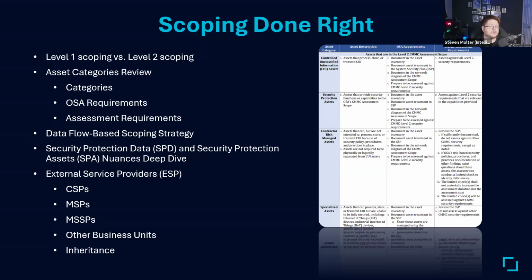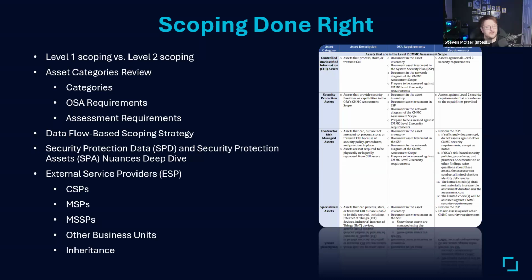So just a quick review of the categories, and this is fundamental to scoping: there are 4 categories of assets in CMMC. And it's really important to understand them, because how you categorize your stuff leads to how you treat your stuff. So the 4 being, there's a CUI asset, which is a pretty obvious one. There's a security protection asset. There's a customer or contractor risk managed asset, and then there's specialized assets.